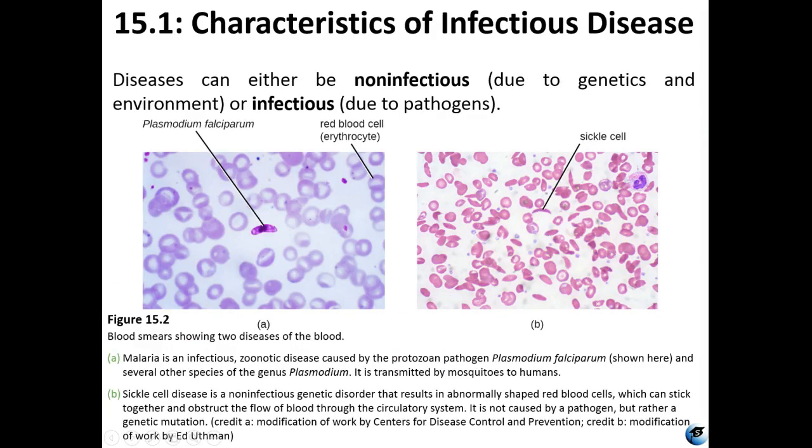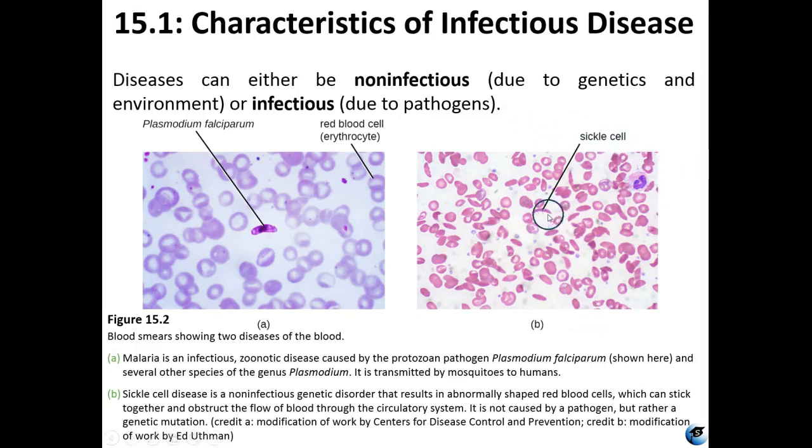Diseases can be either non-infectious or infectious. Non-infectious diseases are things that are brought upon due to genetics or the environment. So figure 15.2 here gives an example of sickle cell disease. This is a non-infectious genetic disorder that results in abnormally shaped red blood cells.